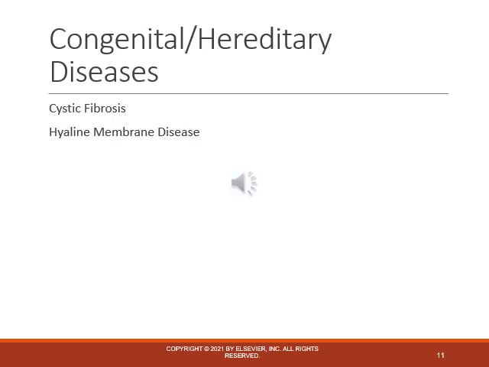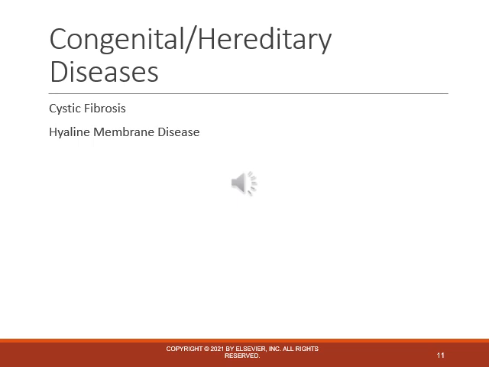This brings us to some of the diseases of the respiratory system. And we're going to look first at our congenital or hereditary diseases. And remember, congenital means something that you're born with, and hereditary means something that is attached to your genes. So if you have something attached to your genes, it's obviously going to be congenital because it's something you're born with. However, not all congenital diseases are hereditary. Sometimes it's just something you're born with, but it's not associated with your genes.